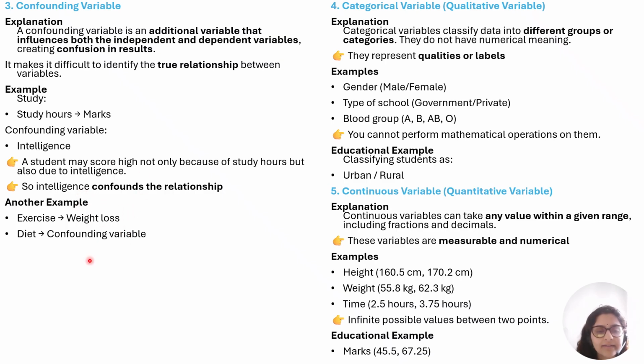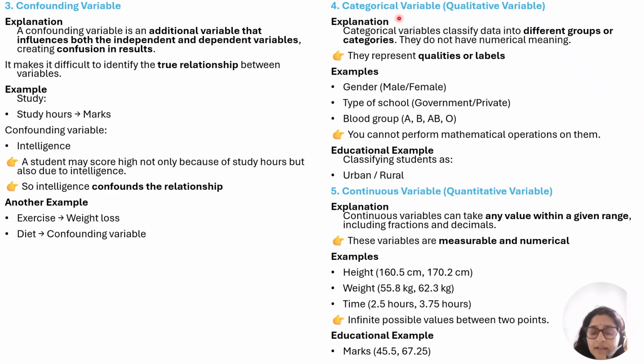Another example: exercise will help in weight loss. Then again a confusing variable will come, that is diet. Diet can also cause weight loss, not only exercise. So a confounding variable is one which comes in between the independent and dependent variable and creates a lot of confusion. Confounding means confusion.